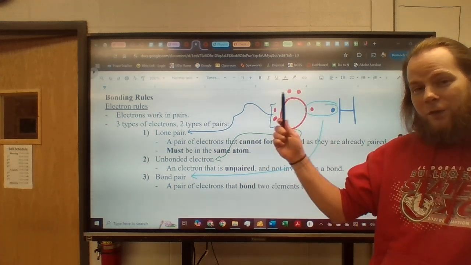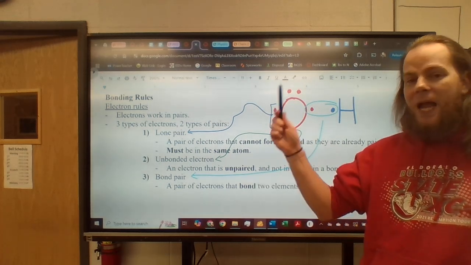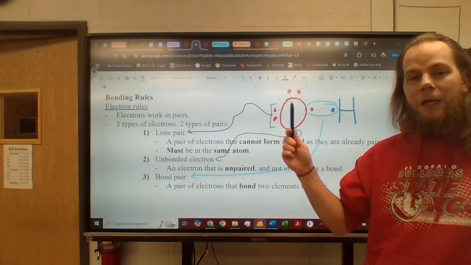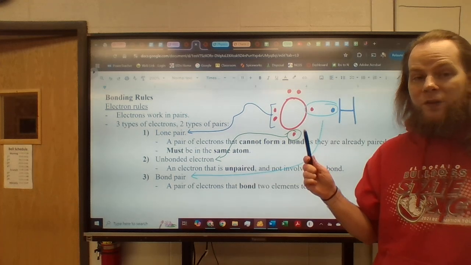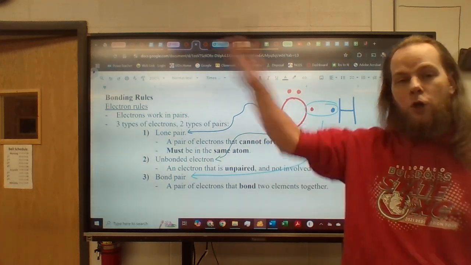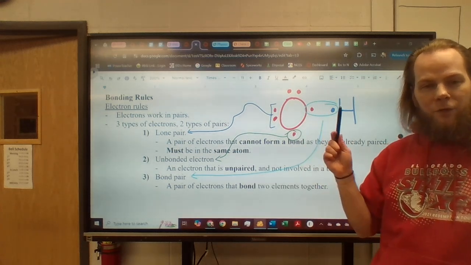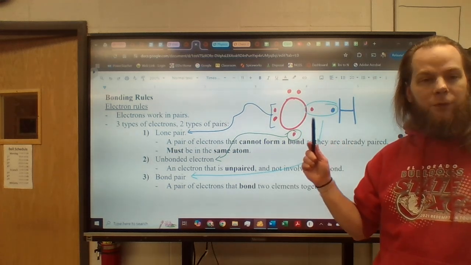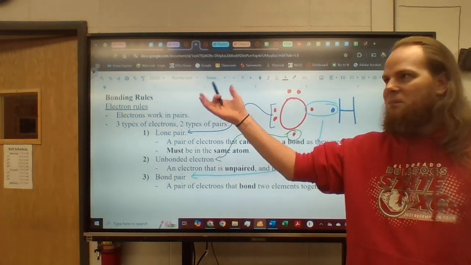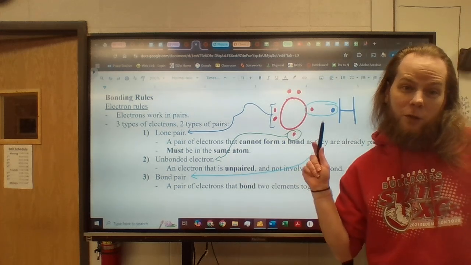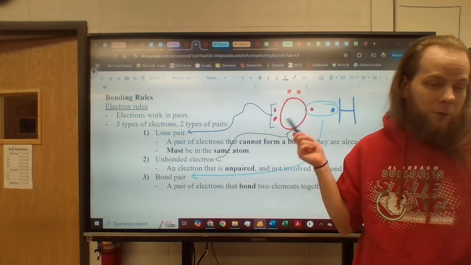So the electrons that are already paired up within the dot diagram, these are lone pairs. These cannot form bonds. The electrons in an atom that are by themselves, these are unbonded electrons. These are the ones that can form bonds. They're out looking, trying to find somebody. And the ones that have got the circle around them, these are bond pairs. These are electrons that are dating someone for now. This might last for a long time. It might last for a couple of minutes, and then they might move on. Who knows? They're pretty capricious.